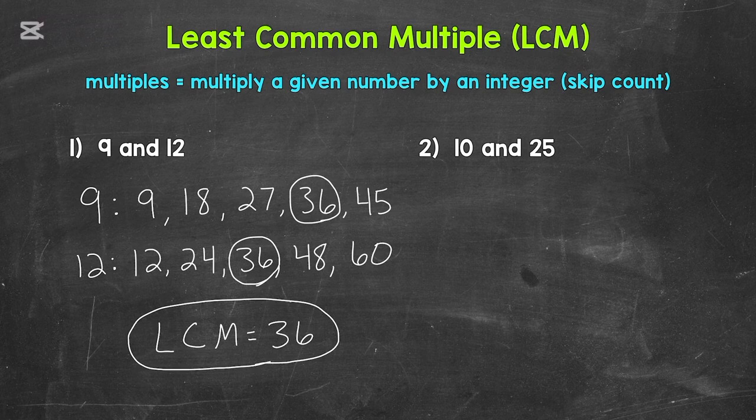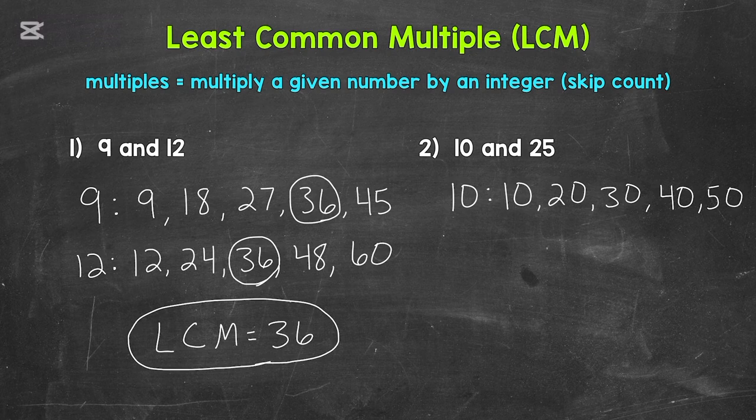Let's move on to number 2, where we have 10 and 25. Let's start with some multiples of 10. So 10 times 1 is 10, 10 times 2 is 20, 10 times 3 is 30, 10 times 4 is 40, and then 10 times 5 is 50. So 10, 20, 30, 40, 50, so on and so forth.